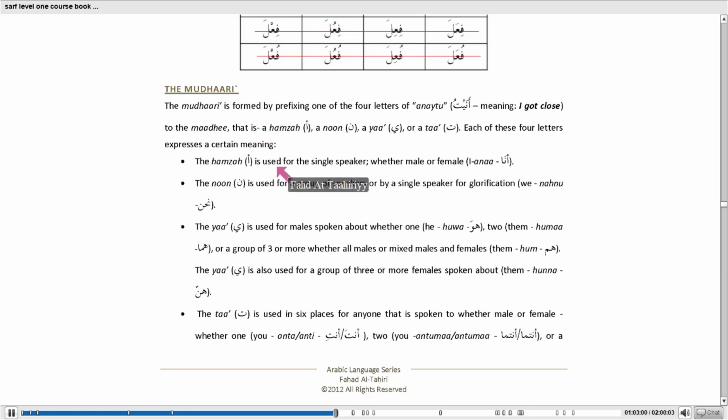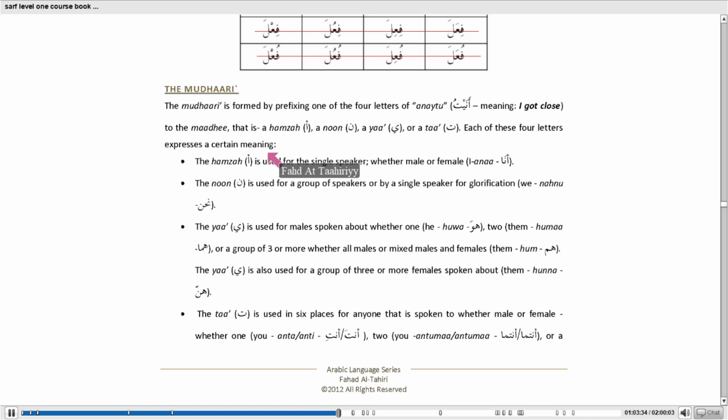Okay, so adribu is used for the single speaker. Adribu means "I hit." We're going to explain to you in detail how to change a madi to a mudari', but this is just in general here. We'll also explain what haraka to give, because daraba had 3 fathas, but in the mudari' it changed. How to do that? I know you're asking that. Inshallah, you'll get that.